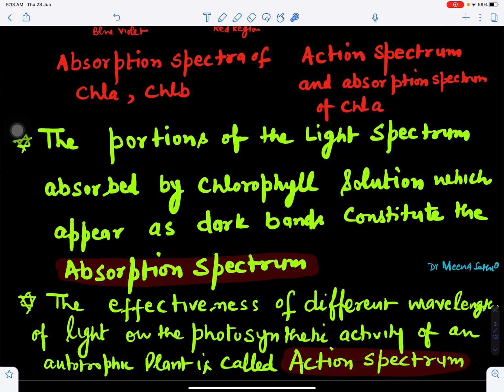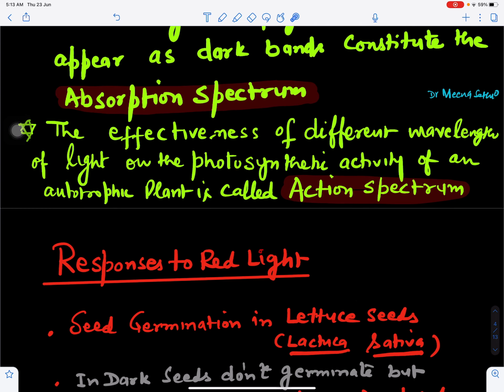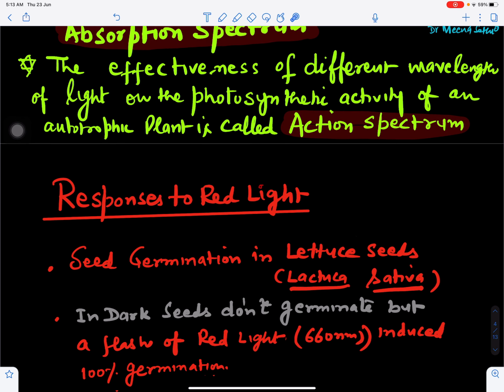So what is an absorption spectrum? Portions of the light spectrum absorbed by a chlorophyll solution which appear as dark bands, like we discussed here, two peaks, constitute the absorption spectrum. And if this is matching with the action spectra also, this is called the action spectrum. The effectiveness of different wavelengths of light on the photosynthetic activity of an autotroph, meaning one which can make its own food, is called the action spectrum. Where does action occur? It occurs in the blue and red region of the spectrum. So this will affect the photomorphogenetic effect in the plant.